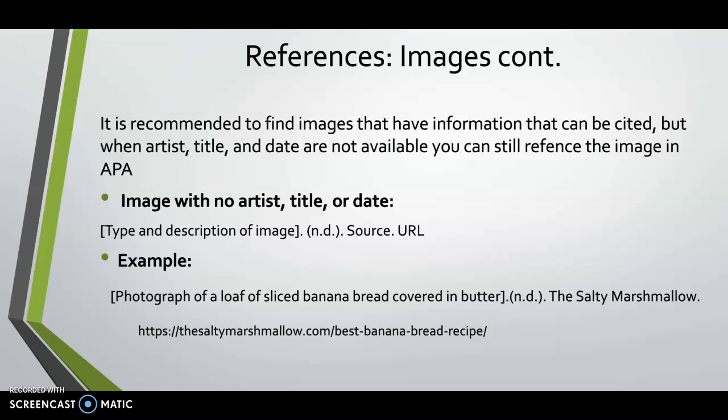If the image has no artist name, no title, no date, it's just an image that you found, maybe perhaps through a Google search, you still need to cite it because it does not belong to you. So the best way to do that is to describe the image, and you would put that in place of where you would put the artist's name originally. So always put the type and the description of the image. You can put ND for no date, put the source where you found it, and then of course the URL. And I've given you a tasty example right down here.